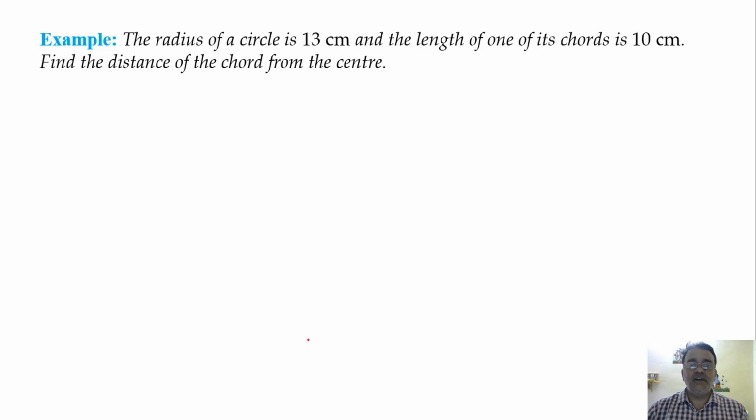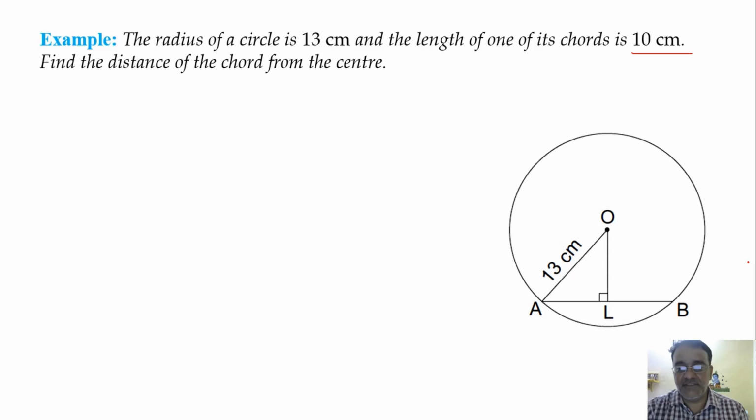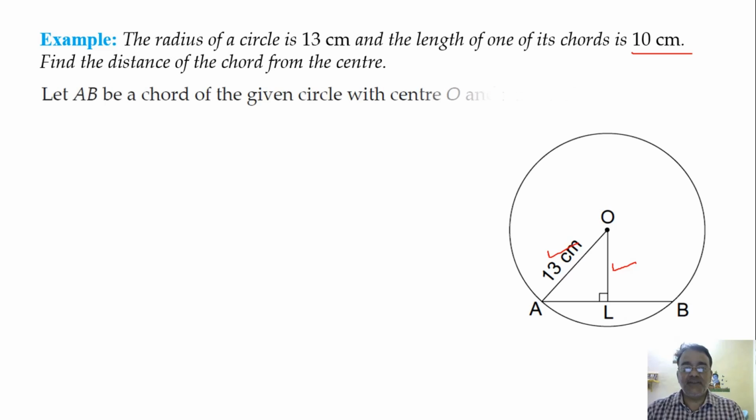The radius of a circle is 13 centimeter and the length of one of its chords is 10 centimeter. Find the distance of the chord from the center. So this is the diagram. Radius is given and the length of the chord is given, that is AB, and we have to find the distance of the chord from the center. Right? So we'll start with the first.